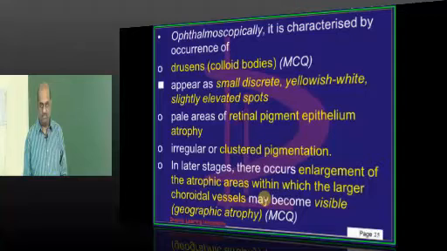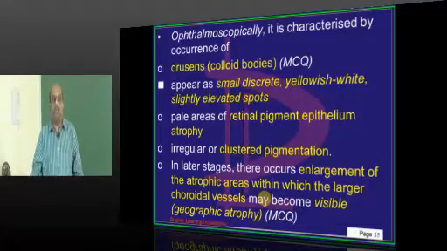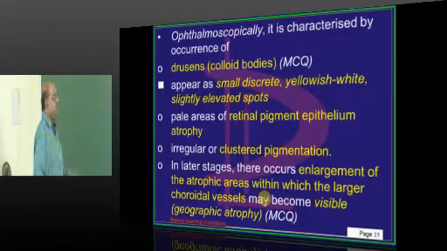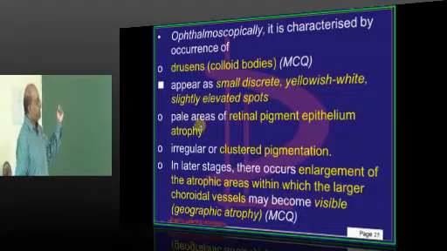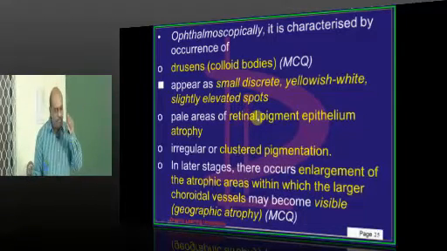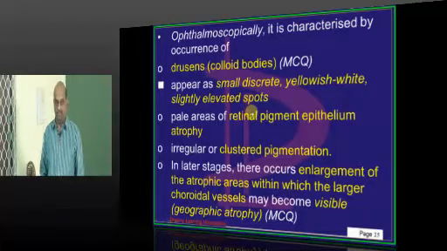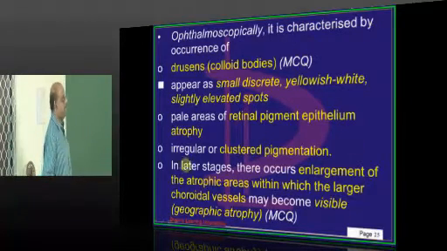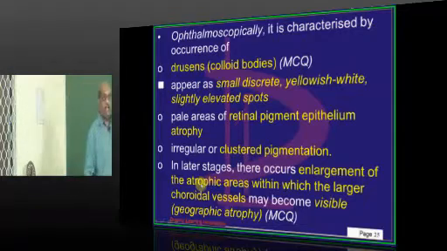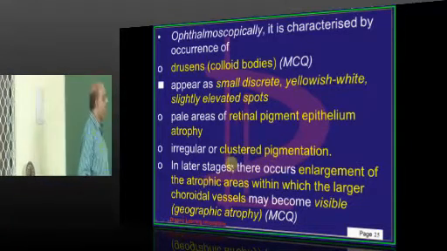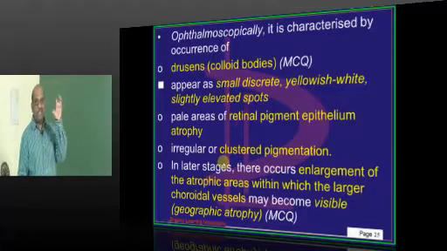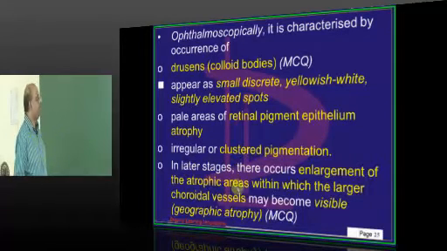Drusen. Drusen is also called colloid body. So what is a drusen? A small, discrete, yellowish white, slightly elevated spot when you do the fundoscopy examination is the hallmark of age-related macular degeneration. The retinal pigment epithelium in the macular area will show atrophy. Pigmentation which is clustered is very important.